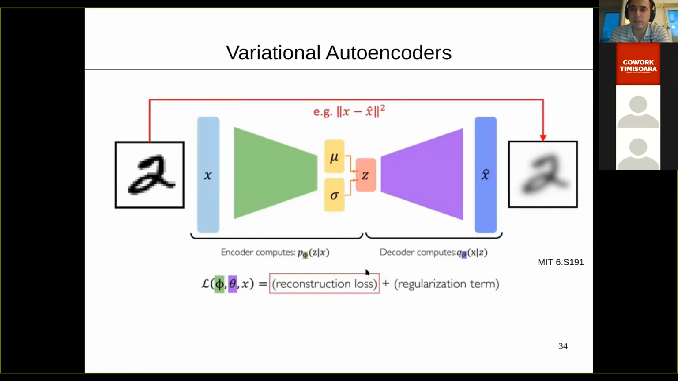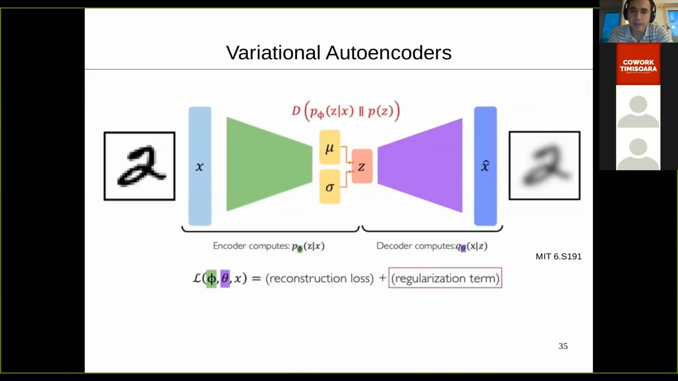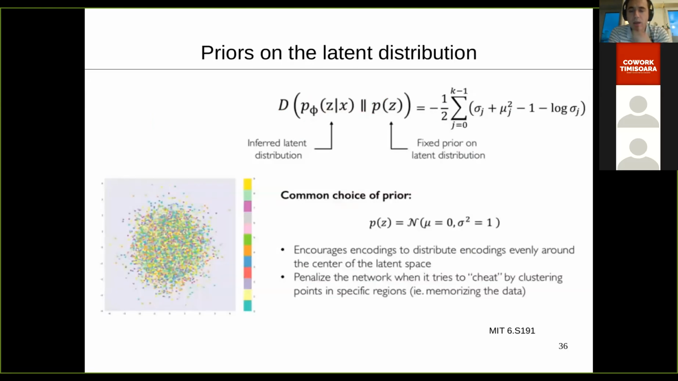So the reconstruction loss is exactly like autoencoders, like before. We just compare input and output at the pixel level. And the regularization term is to prevent overfitting. And this is expressed with the Kullback-Leibler divergence between some prior distribution that we consider, so we put in our knowledge, and the distribution that we are trying to model.